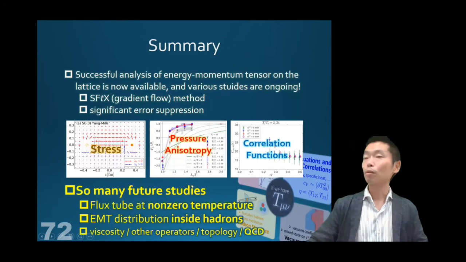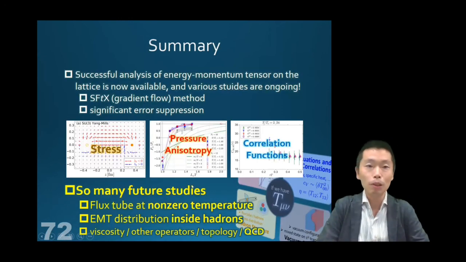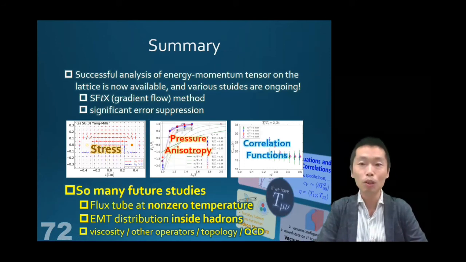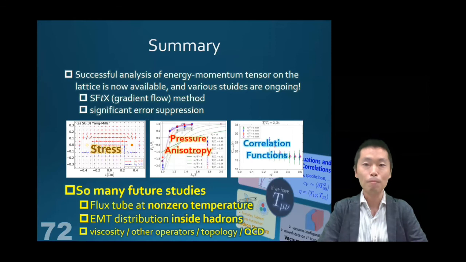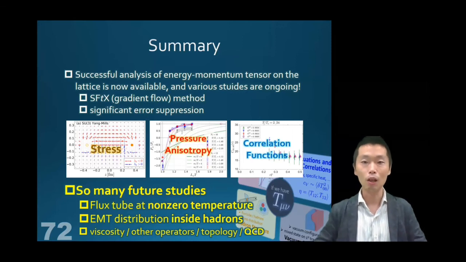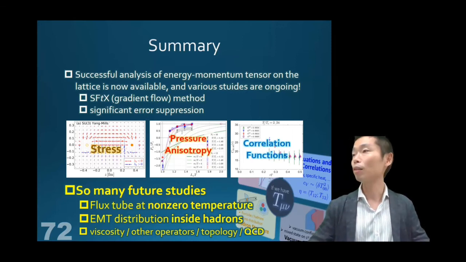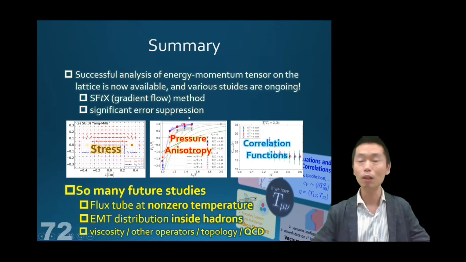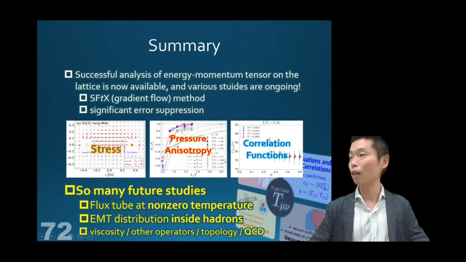Okay, so now I come to the summary. Now successful analysis of EMT is possible, and various studies are ongoing. In particular, the gradient flow or SFtX method works quite well. And I discussed various applications.